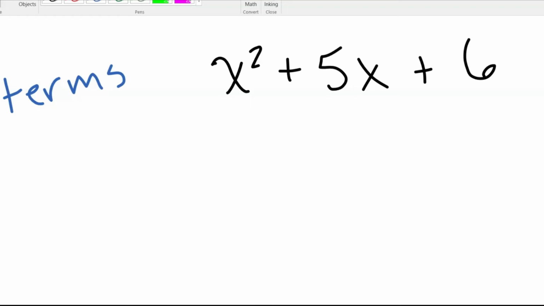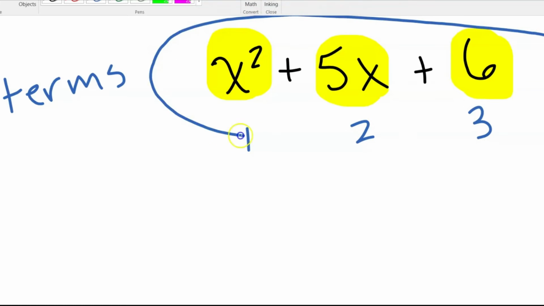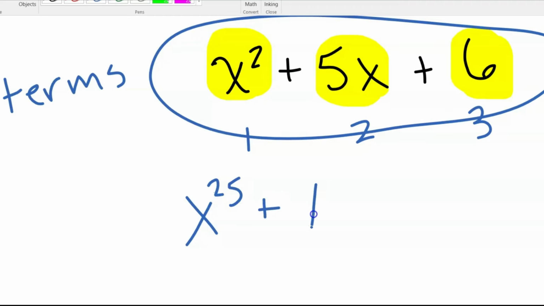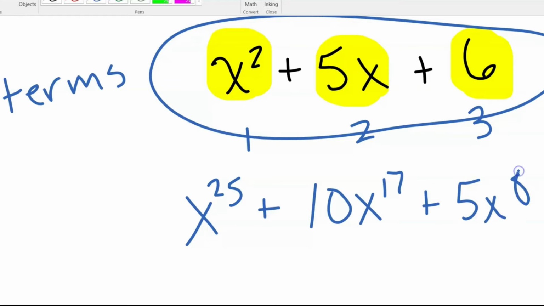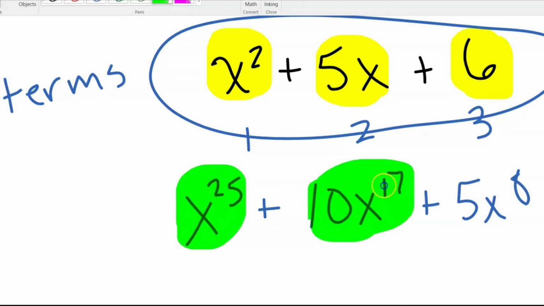Just look at this expression right here. I've got x squared plus 5x plus 6. Each one of those is a separate term. So 1, 2, 3. If I was asking you how many terms are here, there are 3 separate terms. They can be separated by a plus or a minus. It doesn't matter, I could have x to the 25th power plus 10x to the 17th plus 5x to the 8th. When we're asking about how many terms there are, just look at how many different things are being added together. There's still just 3 terms.